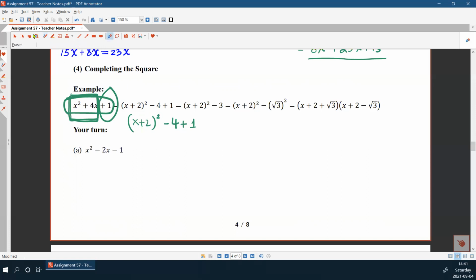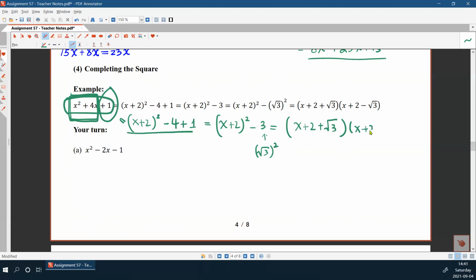Okay, so the original expression is rewritten to this one, which is equivalent to x plus 2 to the power of 2 minus 3, right? Now, as you can see here, 3 is actually square root of 3 to the power of 2, right? So now we have something squared minus something squared. So we can use a formula here, which is x plus 2 plus square root of 3, and then x plus 2 minus square root of 3, right?